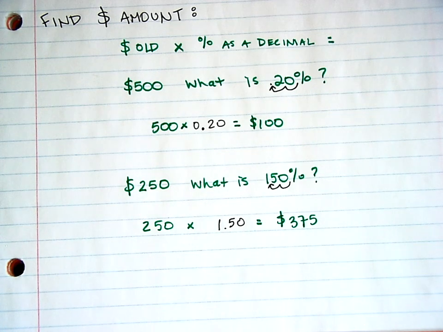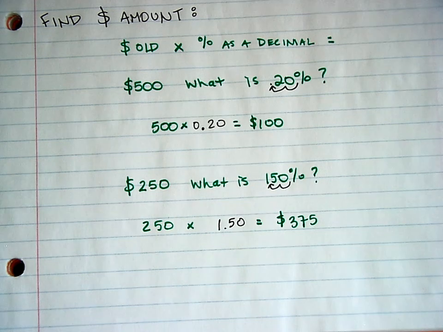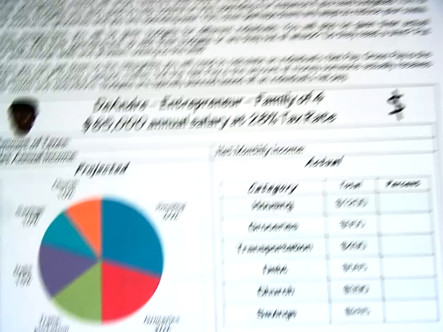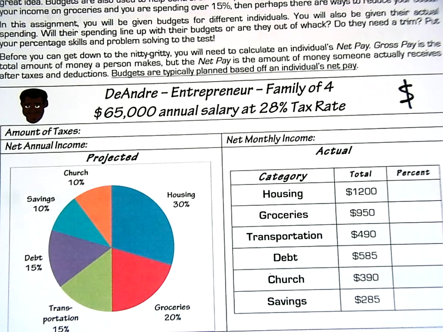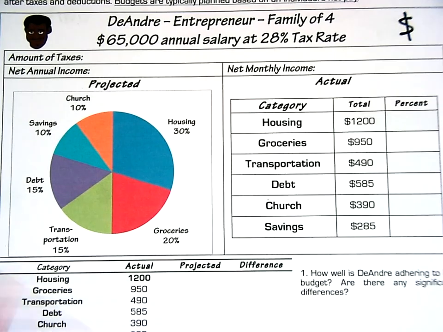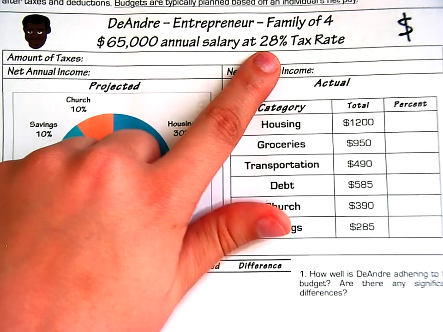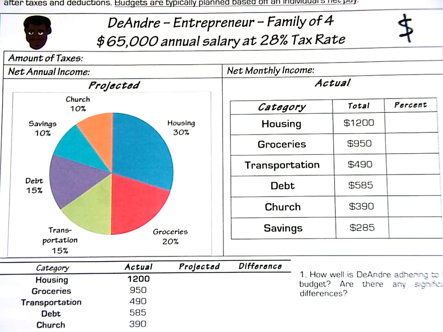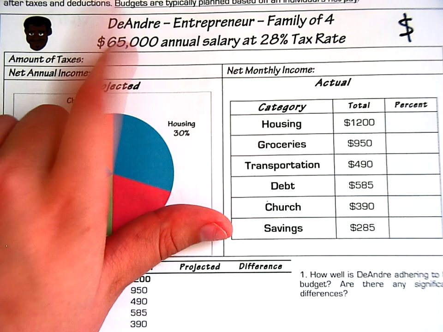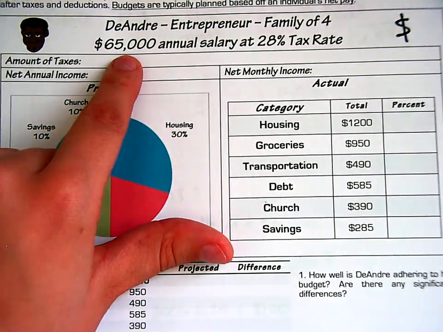All right, let's move on to our real world example now. We are working with someone named Deandre, and he has a budget, an income, and taxes, so we'll find out what all these amounts are based on the math we just did. Deandre makes $65,000 a year, but we haven't taken taxes out yet because we can't get around taxes. So we're going to find out how much he pays in taxes: 28% of 65,000.